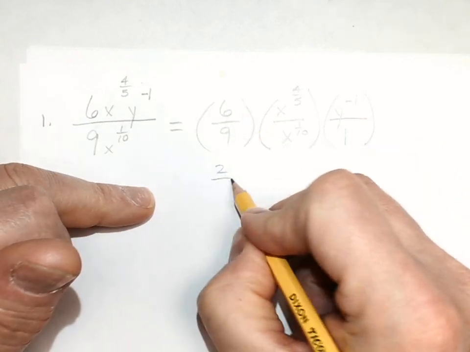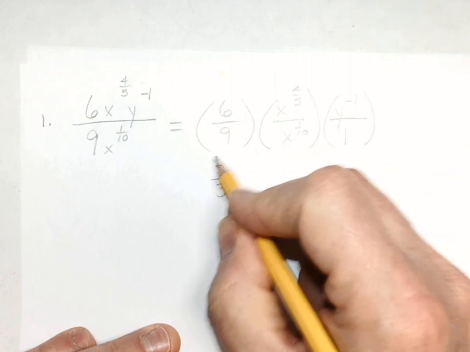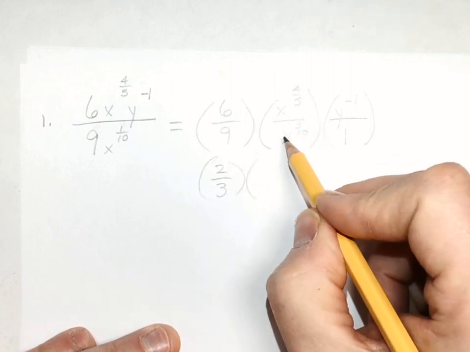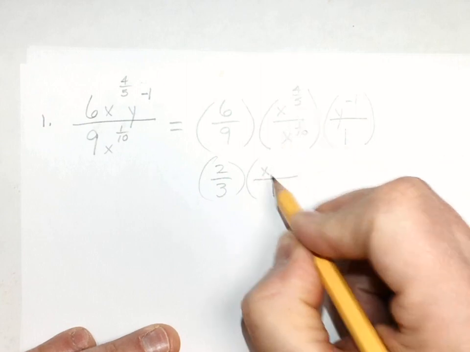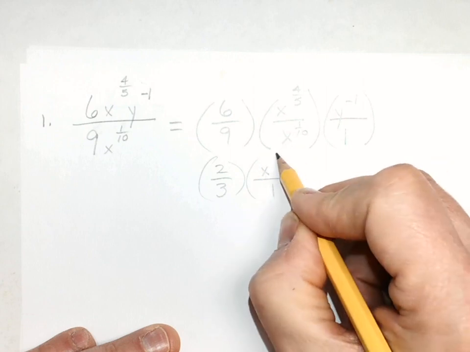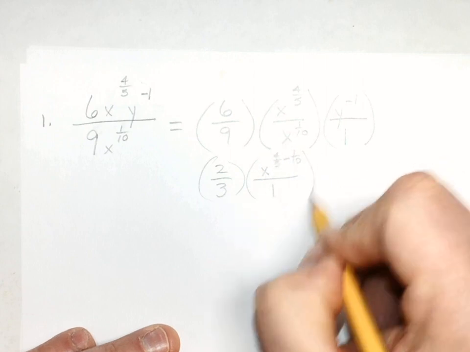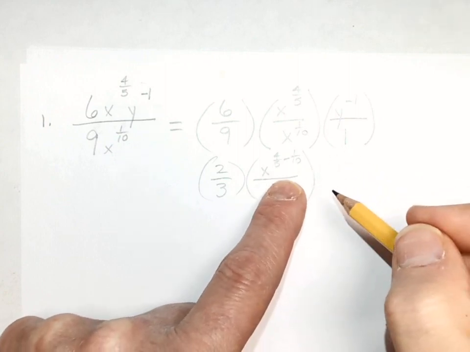6/9 is 2/3. Remember, you can use your calculator to reduce fractions if you need to. Okay? Now here's where we start using our rules. I'm dividing these bases of x, so I'm going to subtract the exponents. Again, I'm going to start the x in the numerator, and I'm going to subtract from top to bottom my exponents. Okay? So we'll do that in our next step.